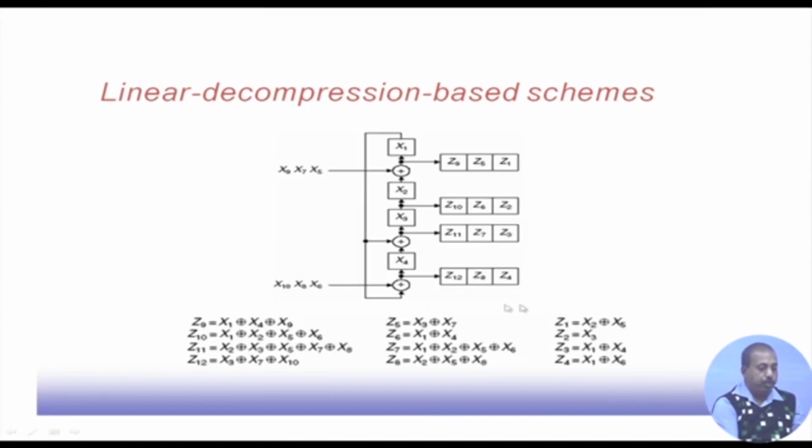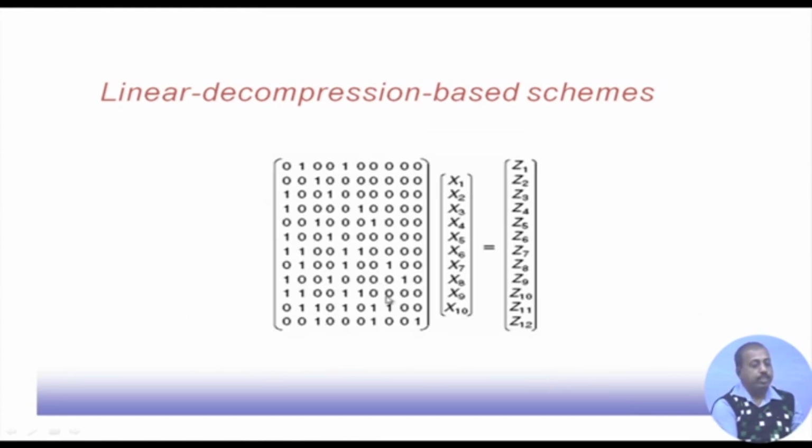So whatever computation we have seen here can be represented by this matrix, and by simple matrix multiplication we can get the test pattern. If there are a large number of don't cares, then of course this matrix can be made simple, so we don't have to have a large number of rows. That way we can save.